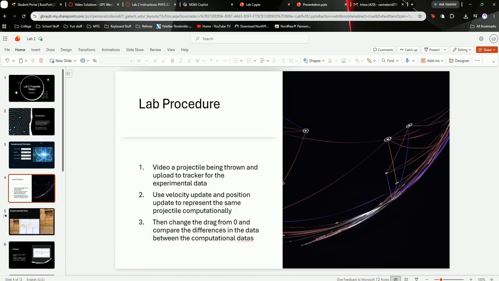The procedure of this lab is to take a video of a projectile, in my instance a white Wiffle ball, being thrown, upload it to Tracker, track the point mass using the software, and then gather the experimental data. Then, using the experimental data to update the code, create a computational model of the data to see what it would look like. Then changing the drag, or the b value, from 0 to greater than 0 and comparing the differences between the data sets.